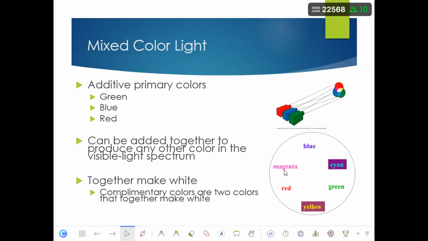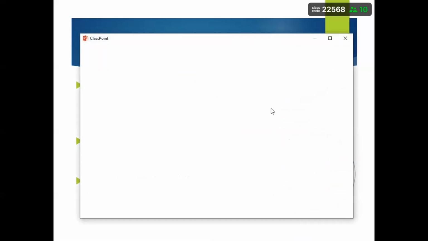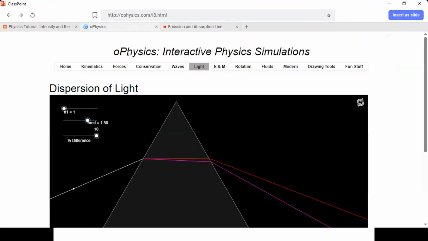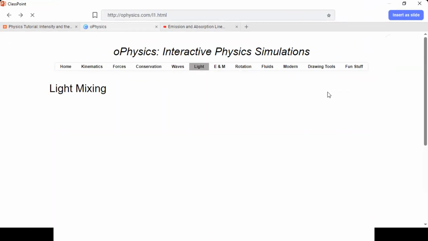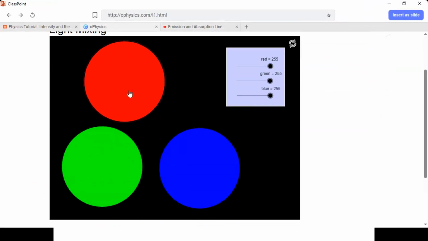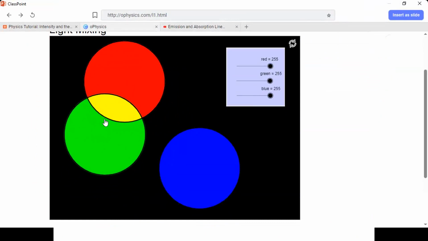Now we would like to add these colors to see what we can get. For this purpose, I just go to this website. Light mixing. Okay, I will start mixing each color together to see what color we can get. We have a red and we have green. If we mix these two, what will we have? Yellow. Red and green, when you mix, you get a yellow color.